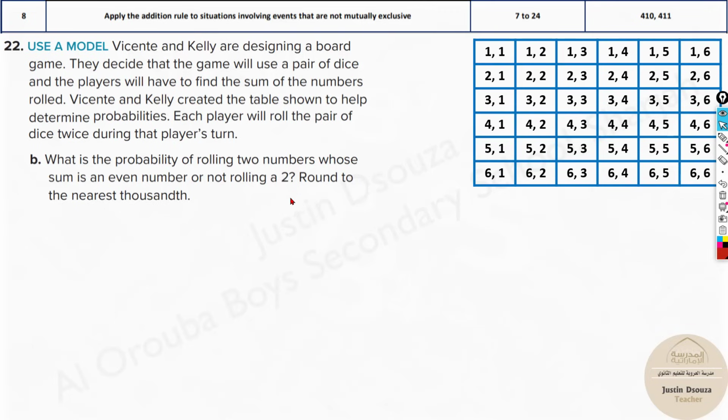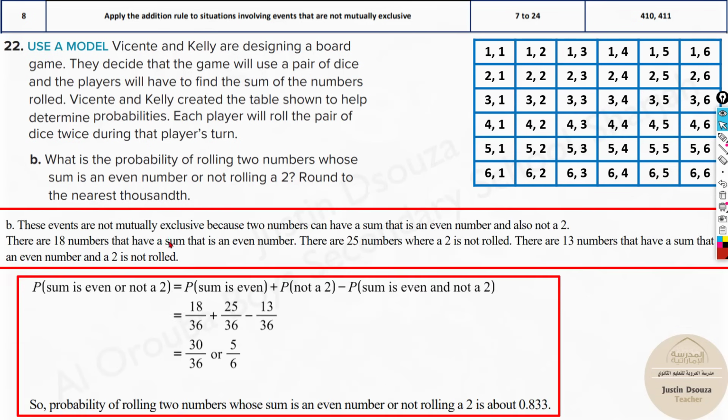Round to the nearest 1000. Sum is even number. Now see over here, there are total 36 possibilities. Half of them will be odd, half of them will be even. So basically, you can just see it in one of this selection. One is odd, even, odd. That's the thing. And what about the other thing? The other one is not rolling a 2. So we should not get 2. There is 1, 2, 3, 4, 5, 6, 7, 8, 9, 10, 11 ways of getting 2. So total 36 minus 11 will be 25. So just write that out. 18 by 36, 25 by 36.